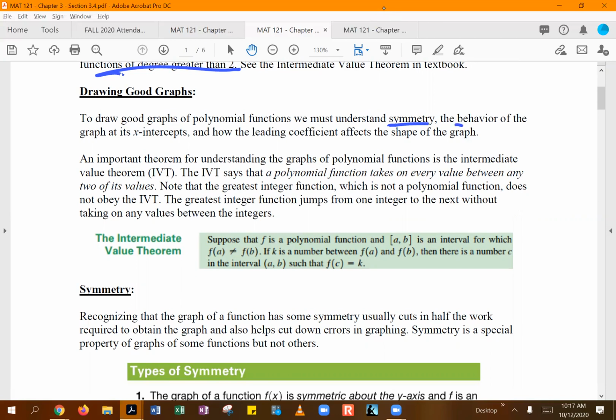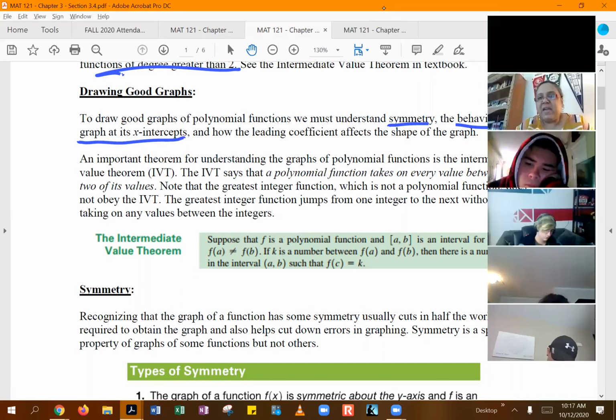We will also talk about the behavior of our graph at the x-intercepts. And by behavior, we mean, is your graph actually going to cross the x-axis? So will the graph cross through that line for the x-axis, or is it going to be like a parabola where it will come, touch the point, but basically go back up instead of actually crossing the line? So that kind of affects the shape of the graph.